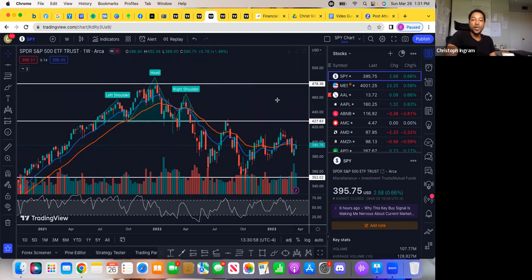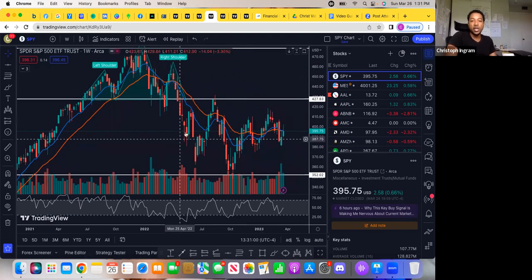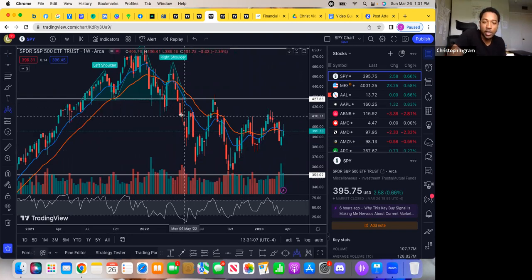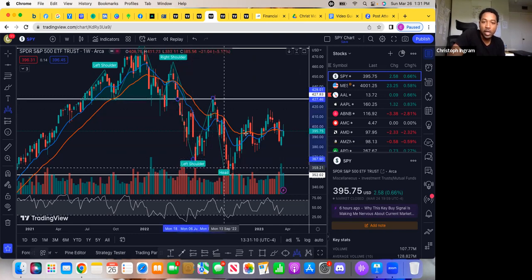But we're forming an inverse head and shoulders pattern here a little bit, but it didn't get the follow through that we expected due to market weakness. This would be the left shoulder, the head.